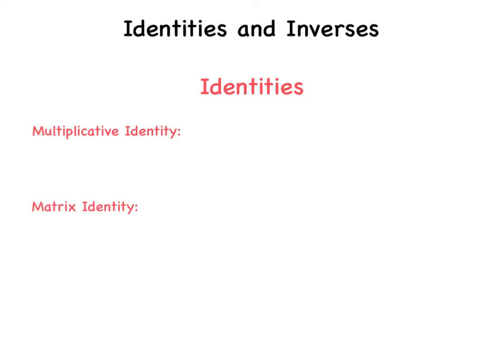Okay, so let's start with identities and inverses, and let's just remind ourselves what the multiplicative identity is. Remember, it's the number that I can multiply by anything and not change its identity. So what do I multiply by A to give me A? The multiplicative identity is 1. Well, in matrices, I need to be able to do the same thing, so I need a matrix identity.